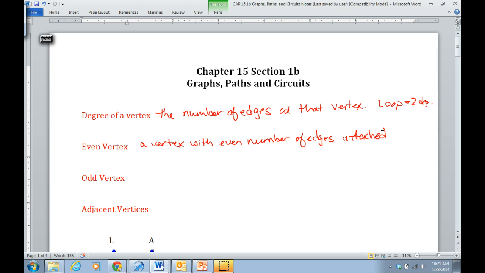So guess what an odd vertex would be? So it's a vertex with an odd number of edges attached. Okay, adjacent vertices. These are vertices that have at least one edge connecting them.